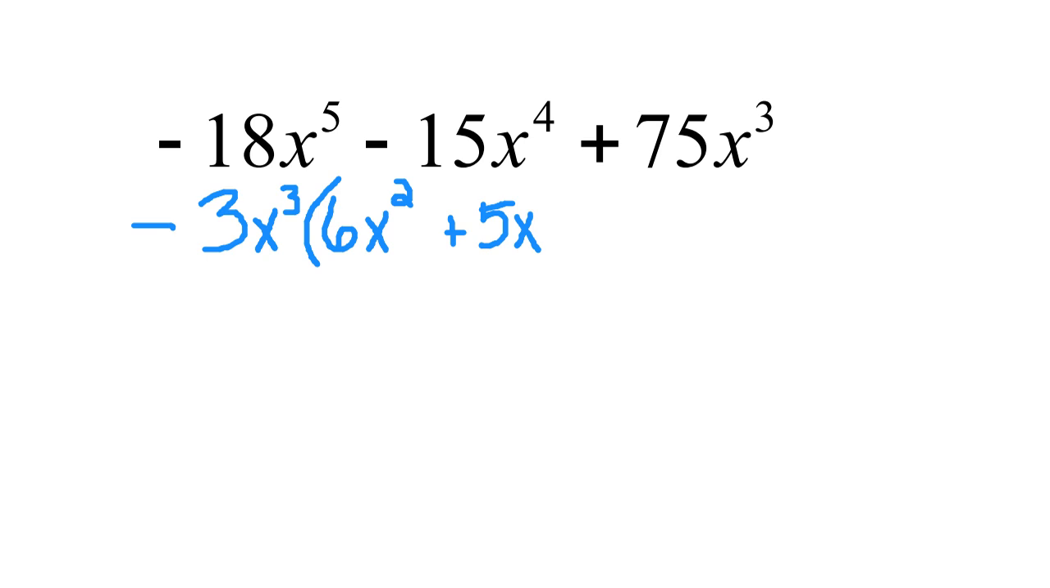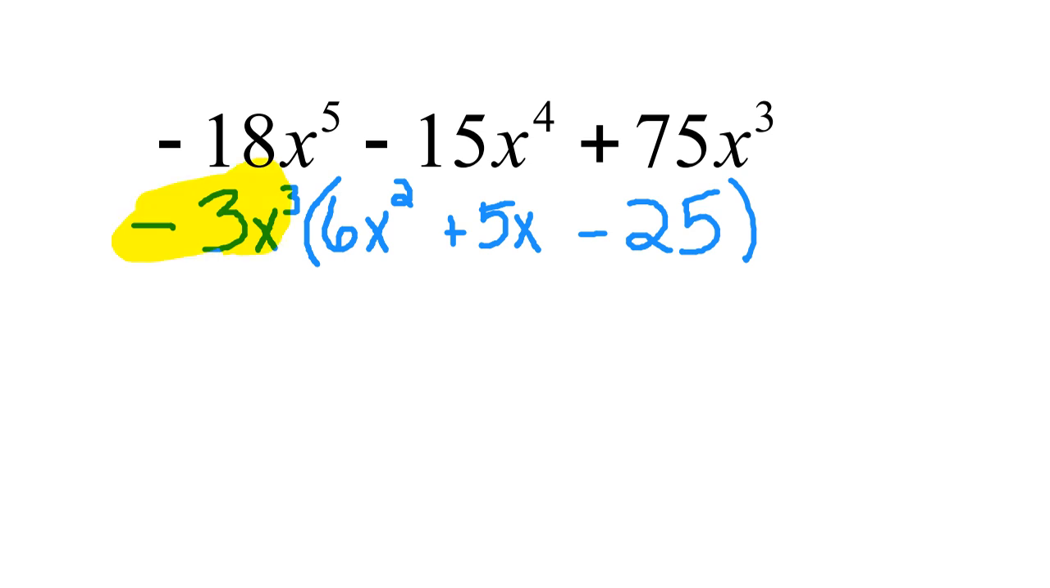Lastly, when we go to divide 75x cubed divided by negative 3x cubed, 75 divided by negative 3 is negative 25, and our x cubes will cancel. X to the third power divided by x to the third power is 1. Once again, we need to include the GCF in our final answer. So I like to highlight or underline the GCF so I don't forget to include it at the very end.